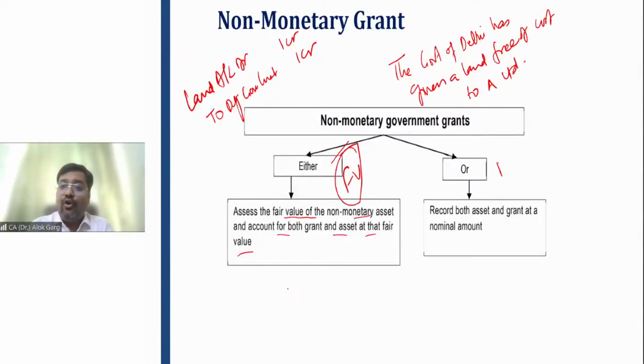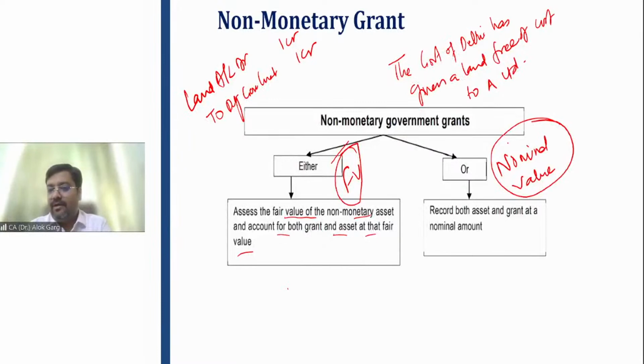Second, nominal value. Nominal value means value for just a namesake. Record both asset and grant at nominal amount, let's say, 1 rupee, 10 rupee, or 100 rupee. Asset account debit to government grant, 10 rupees, right? So it has to be recognized at nominal value.